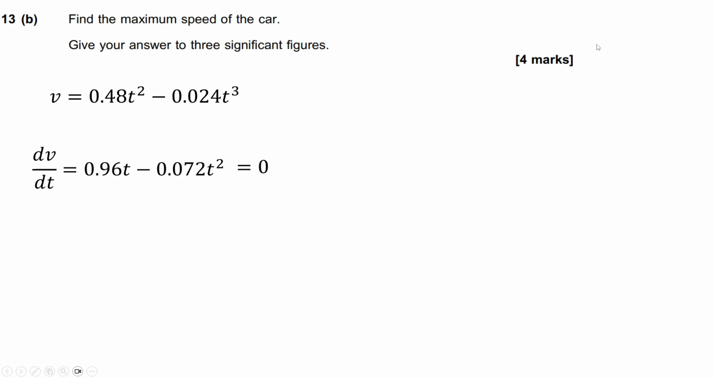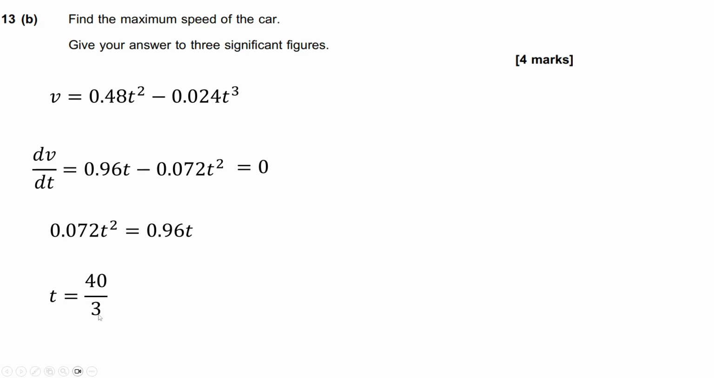That's where the maximum speed will be, and the x-axis will be the value of t, which gives you the maximum value for v. So bring this to the other side to get that. Divide by 0.072 and get rid of t as well. t definitely doesn't equal 0, even though that's a possible solution to this, because it's not going to be t equals 0 seconds.